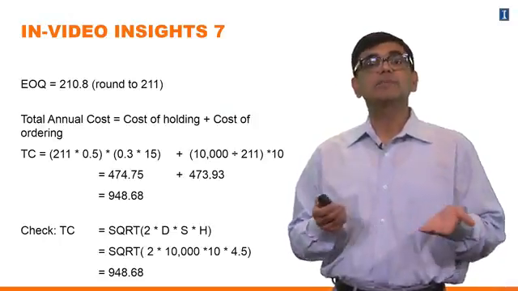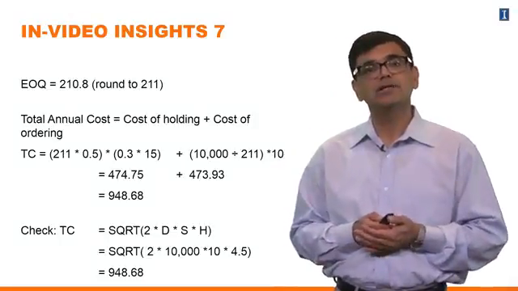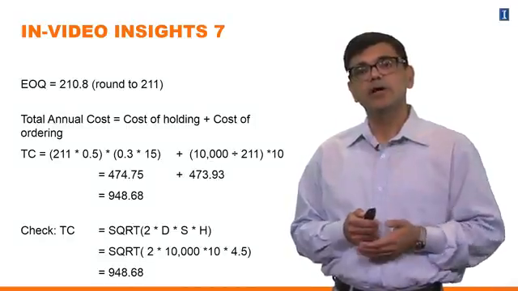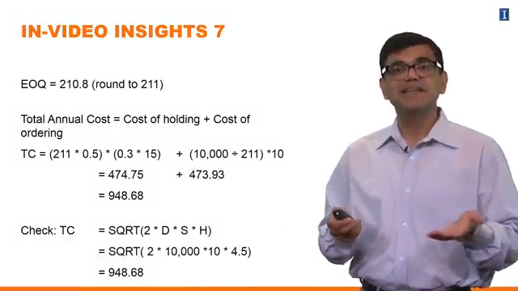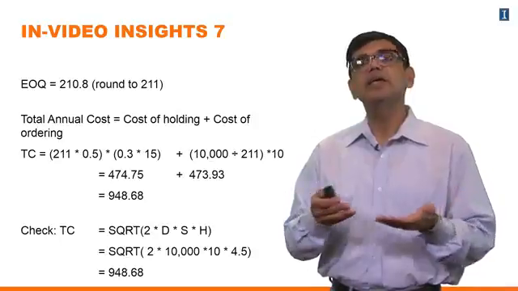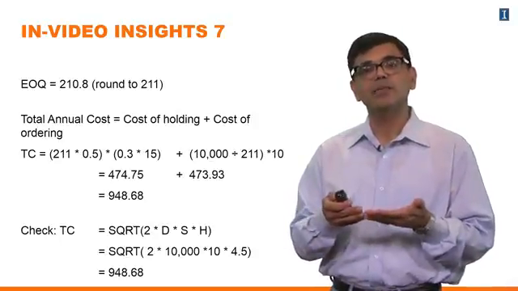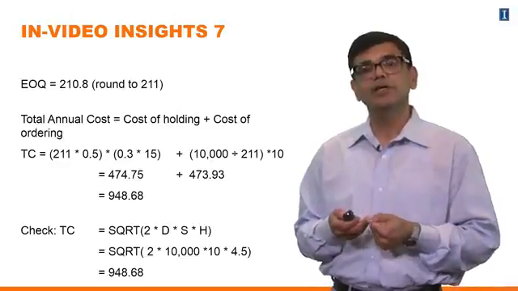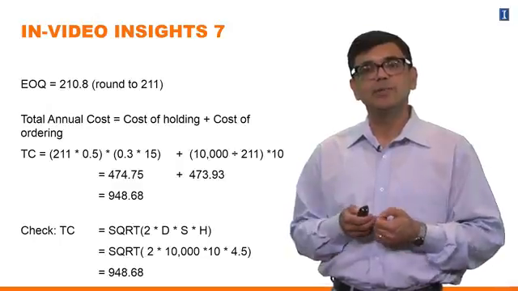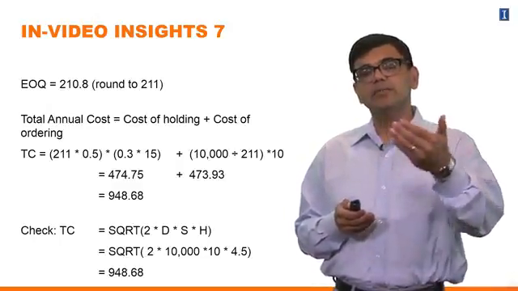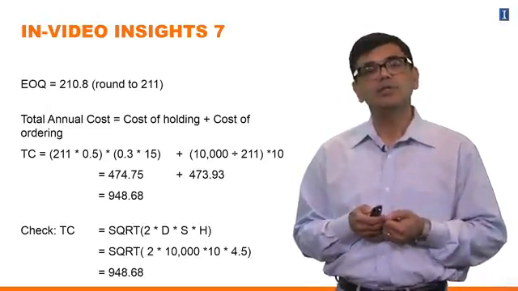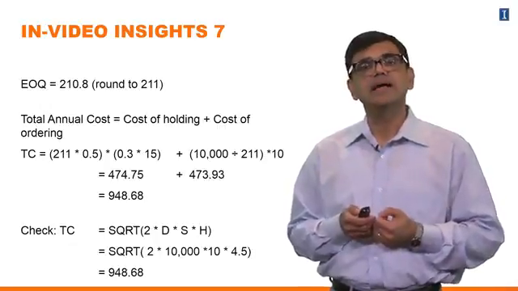And what you would notice from looking at the calculations for the cost of holding and cost of ordering is that they approximately equal each other. So you have $474.75 for the cost of holding, and you have $473.93 for the cost of ordering. And of course, this is not by accident, because the economic order quantity that we calculated is based on trading off these two costs. So it's the point at which the total cost of ordering for the year and the total cost of holding for the year are equal to each other. So that's what we found. Now you could use the formula that we looked at earlier for total cost and check your work, and you would find that it would be exactly the same.